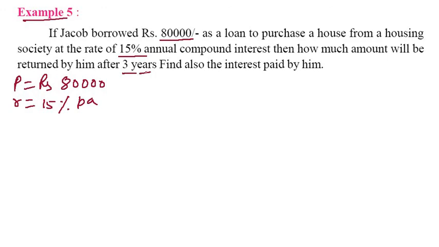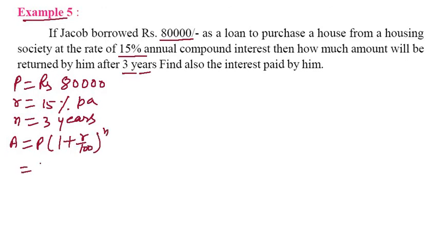So time will be here 3 years. Find also the interest paid by him. So time, that means N, is given as 3 years. So let us apply the formula. Amount will be equal to P times (1 plus R upon 100) to the power N. So P is given as 80,000 and R is given as 15% and the whole power is 3.